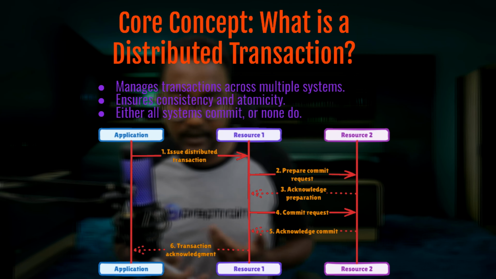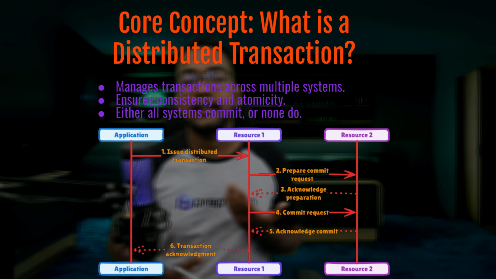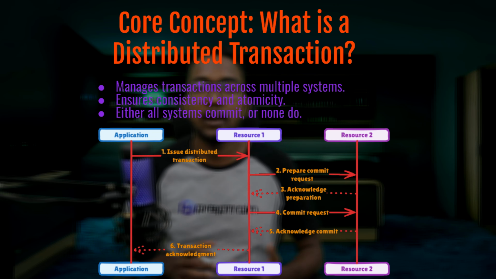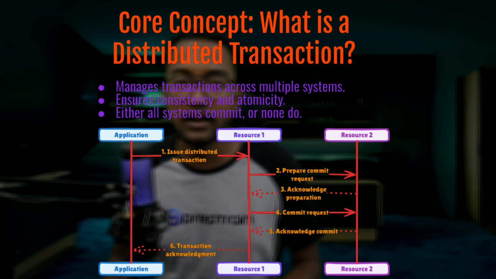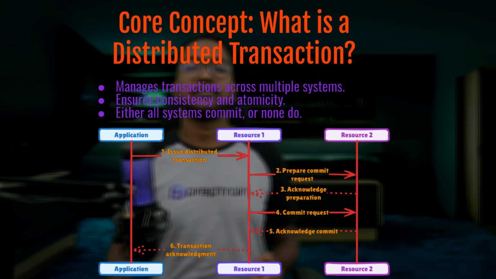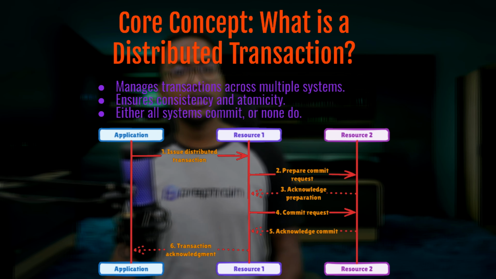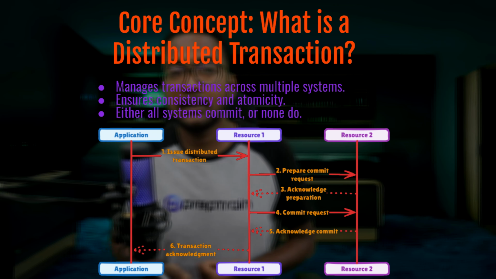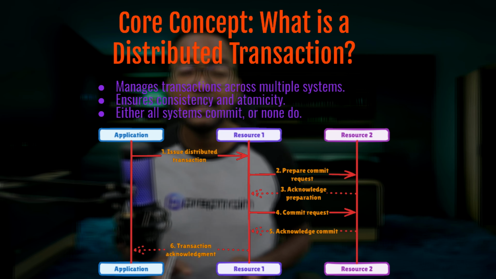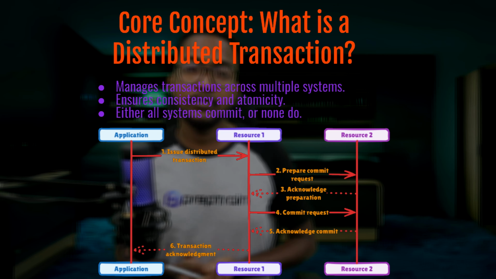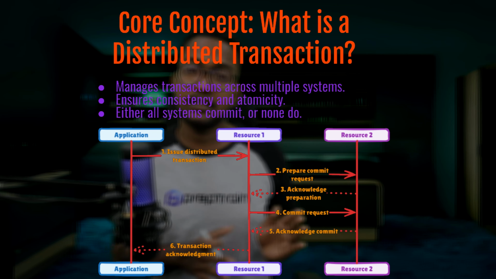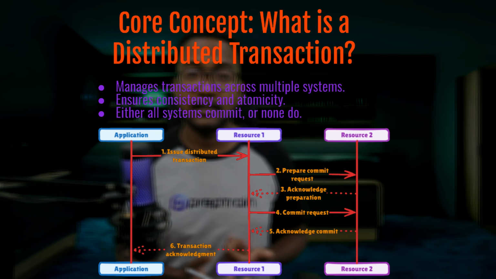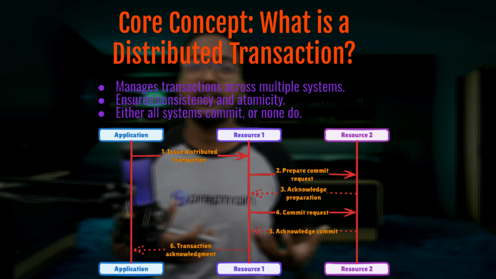Alright, so what exactly is a distributed transaction? At its core, a distributed transaction is an operation that spans multiple systems or databases. It's different from a regular transaction, which usually operates within a single system. In a distributed system, we are often dealing with multiple services or even databases located across different servers. The key principle here is atomicity, which ensures that all parts of the transaction either succeed together or fail together. This is part of the ACID properties of transactions, which are critical for maintaining data integrity.